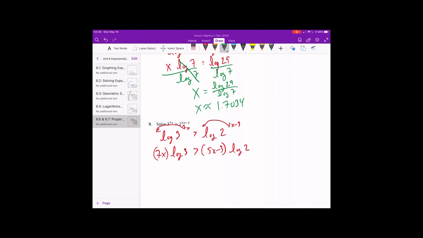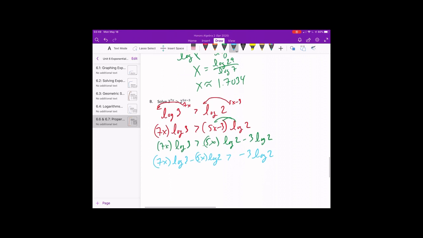Now, this is distributed, right? This can distribute to both of these. And so I've got 7x log of 3 is greater than 5x log of 2 minus 3 log of 2. Now I can subtract this piece across the equal sign. And so what I'm going to end up with is 7x log of 3 minus 5x log of 2 is greater than negative 3 log of 2.